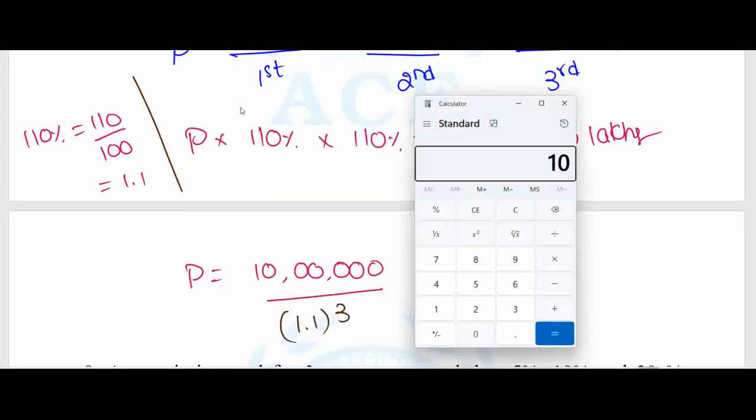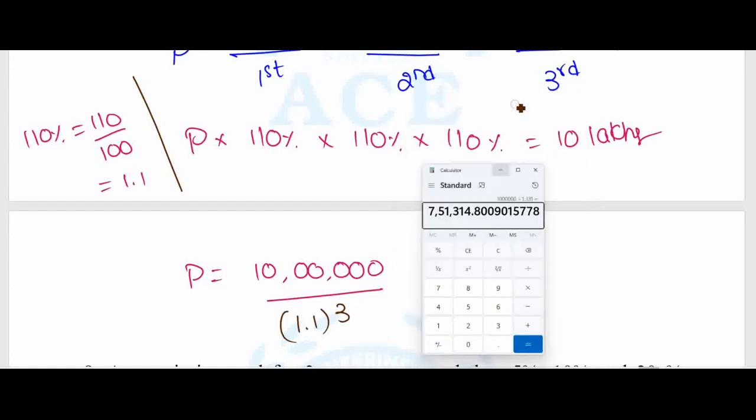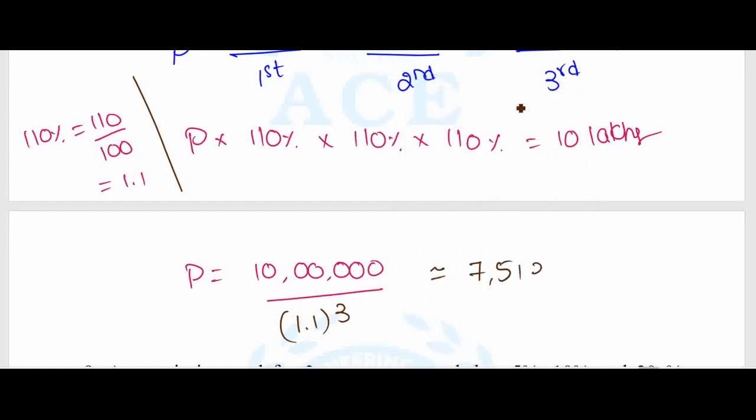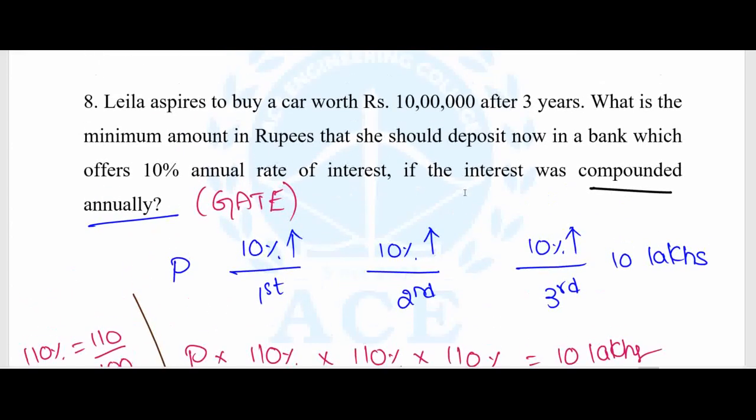You can see 10 lakhs divided by 1.331. That is 7,51,315, approximately you can consider. This is the amount you need to deposit in the bank so that the amount will become 10 lakhs after 3 years.